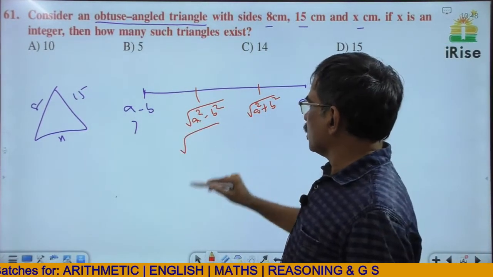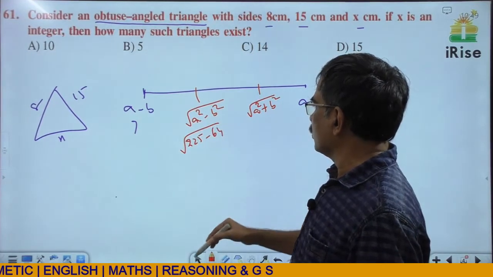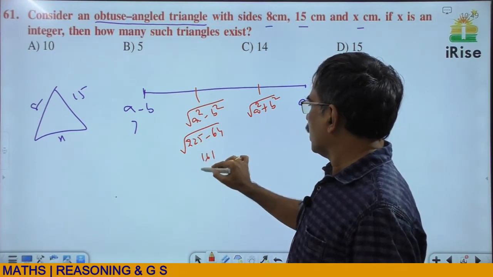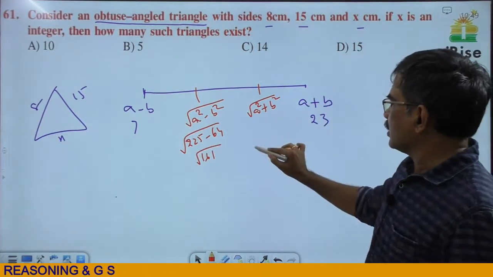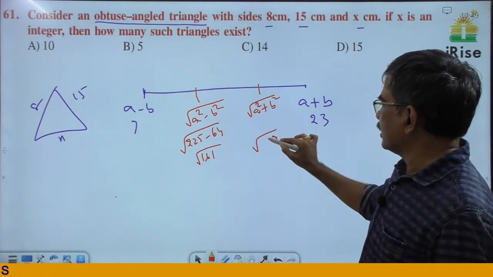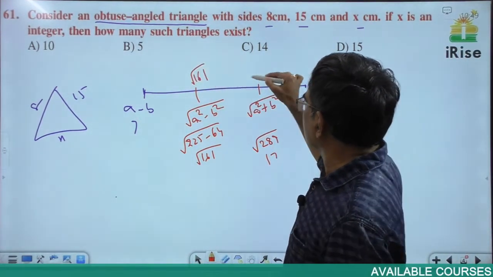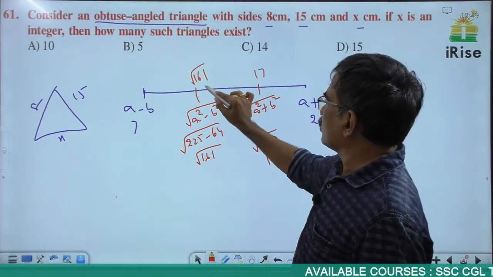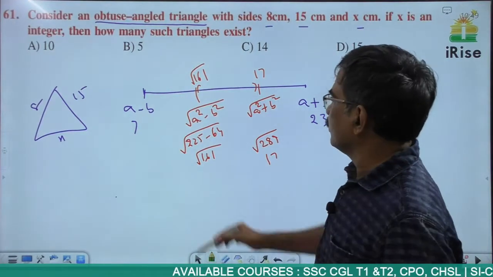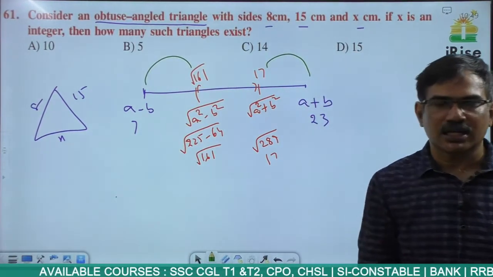This is nothing but root of a square, 15 square is 225, minus b square, 8 square is 64, which is equal to 161, so root of 161. And root of a square plus b square: if I add these two, we get 289, whose root is equal to 17. So this value is root of 161, and this is 17. If it is an acute angle triangle, it lies between these two. Then what about an obtuse angle triangle? If the value lies between 7 and root 161, or between 17 and 23, then it is an obtuse angle triangle.